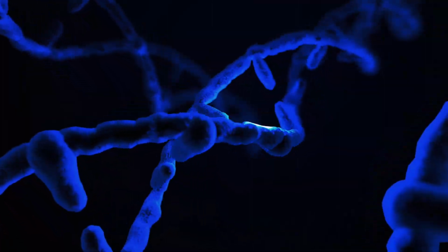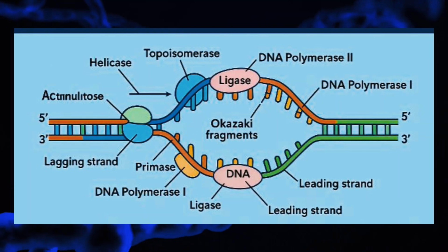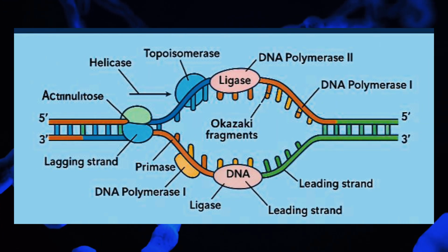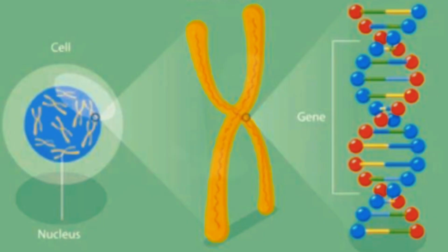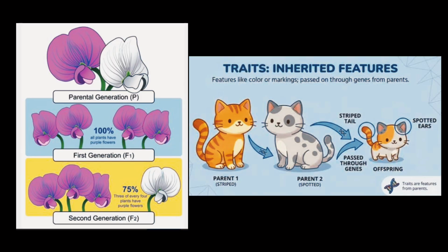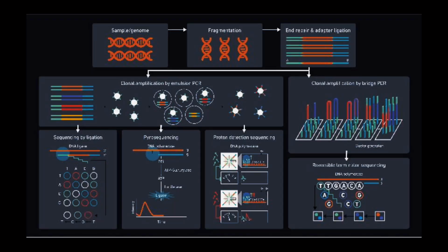During replication, DNA unwinds and each strand serves as a template to build a new complementary strand. This ensures accuracy, so every new cell receives the right genetic information. Mao ni ang rason nga ang traits sa tanom ug hayop mapasa sa sunod nga generasyon.